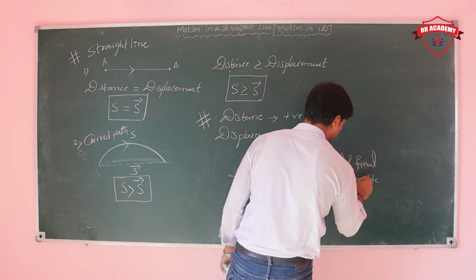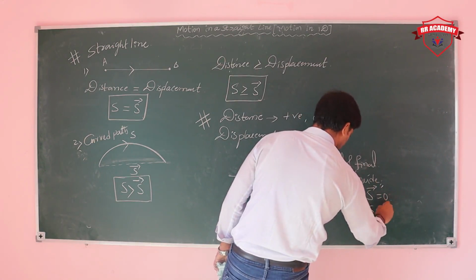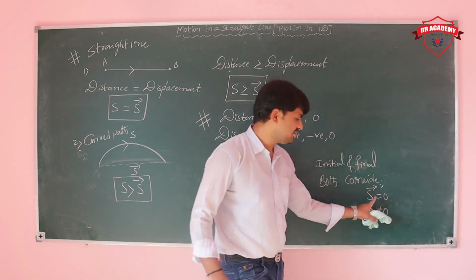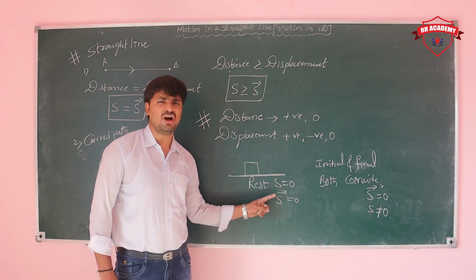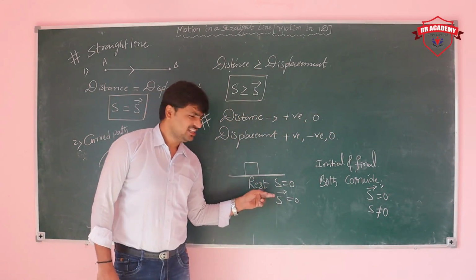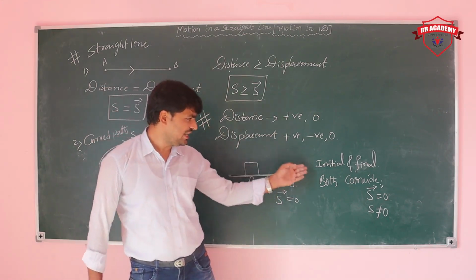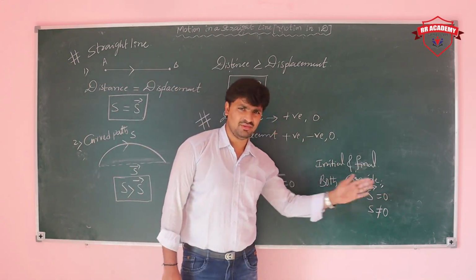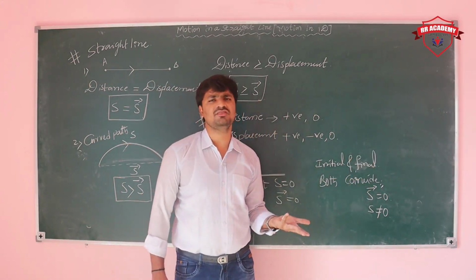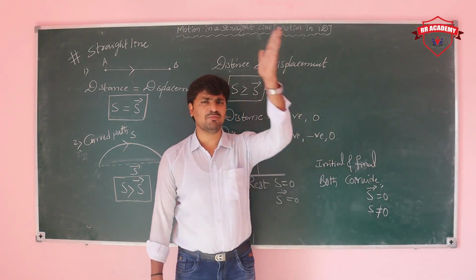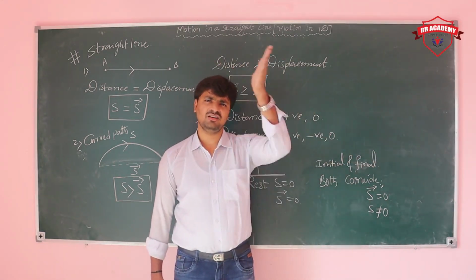So then what is happening here? Displacement is zero, but distance is not zero. In this condition, distance is not zero. The only condition for distance to become zero is when the particle is at rest. Displacement is zero when the final and initial points coincide, meaning the particle goes forward and again comes backward to the same point. Displacement is also zero when the particle is moving in a circular path and completes the circle.